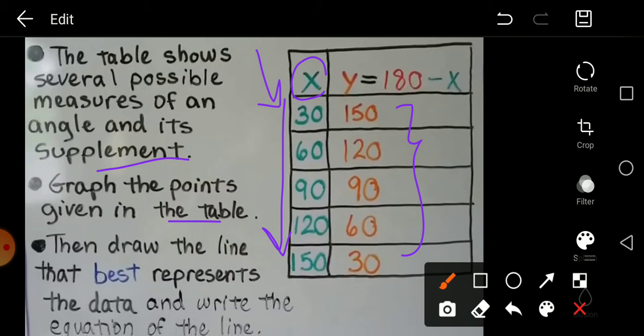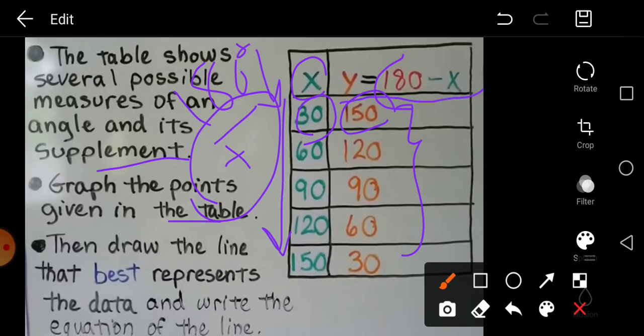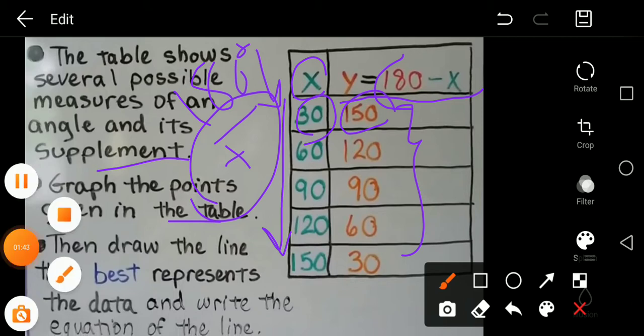If x here is 30, what do you think y will be? Supplement. Do you remember supplement? Yes, supplement, the sum of them will give you what? 180 degrees. So the equation will be y equals 180 minus x. So let's solve for this.